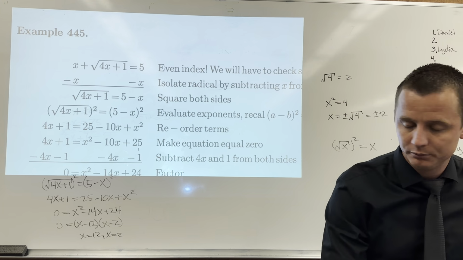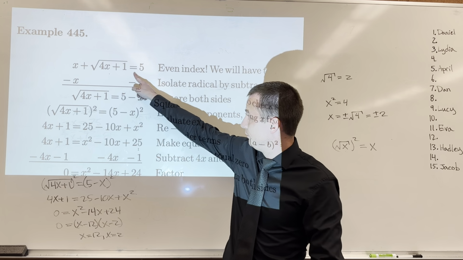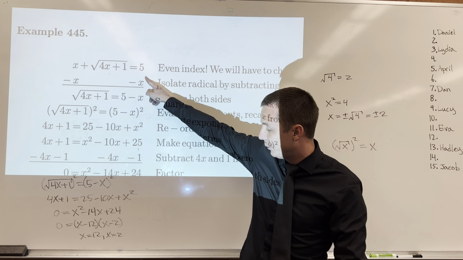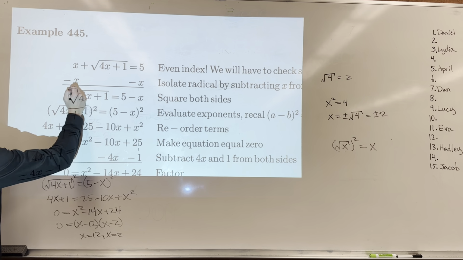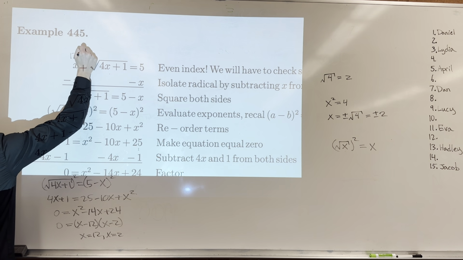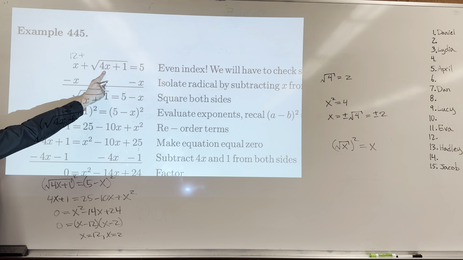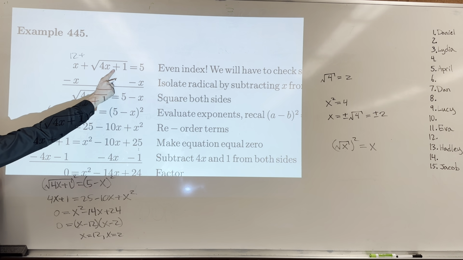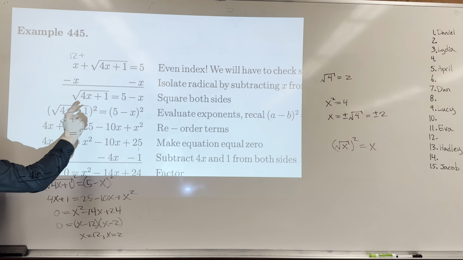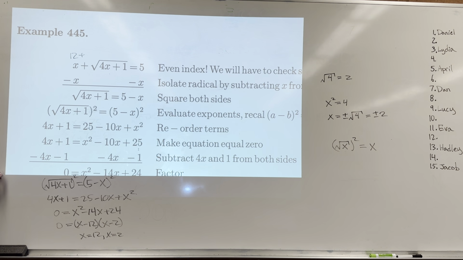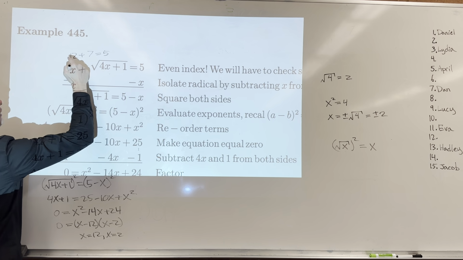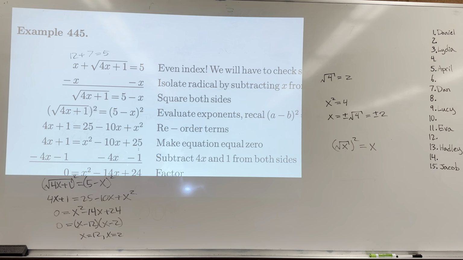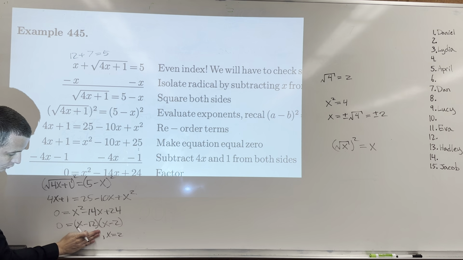So go back to our initial problem. Here was our initial problem. I need to plug in 12, see if it works, and I need to plug in 2, see if it works. So let's plug in 12 really quick. When I plug in 12, what do I get? I get 12 plus, let's see, 12 times 4 is 48, plus 1 is 49. The square root of 49 is 7. So I get 12 plus 7 equal to 5? No. So this x equals 12 does not work.